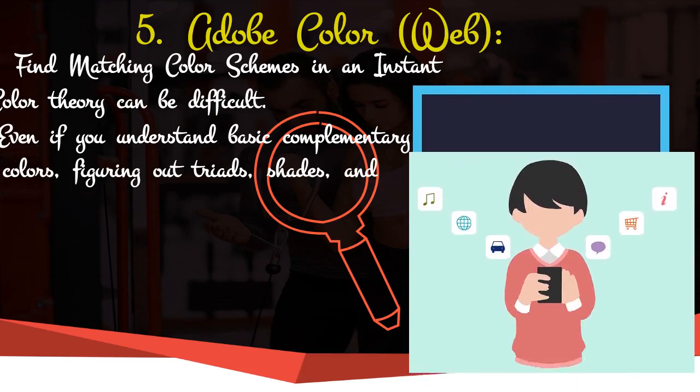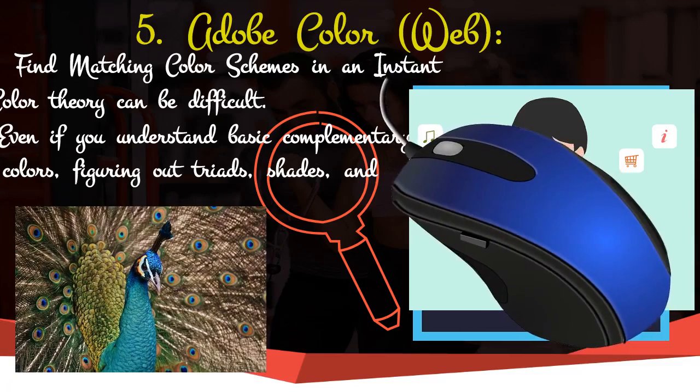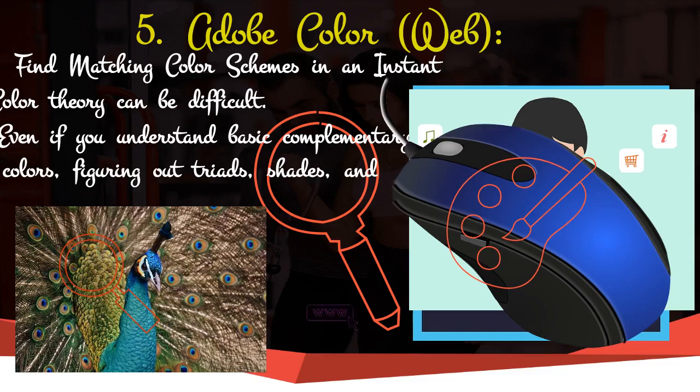The free Adobe web app promises to find the perfect color scheme every time. Either upload an image to figure out its main colors, or just pick a color yourself. Adobe Color will then find complementary, compound, analogous, monochromatic, or triad-based schemes based on it.